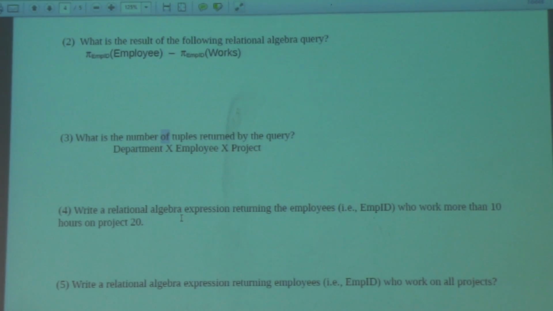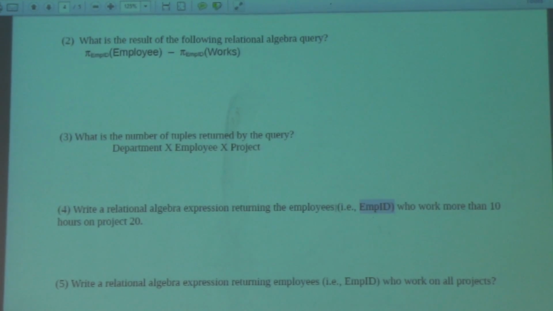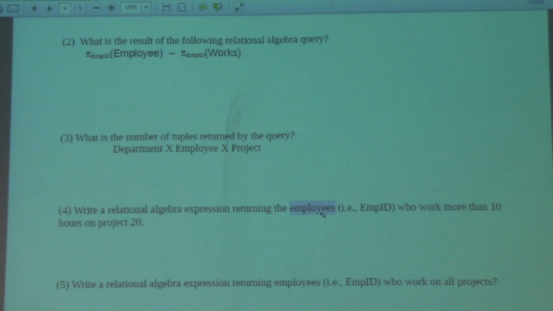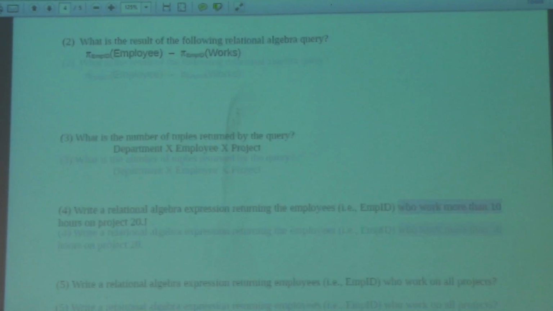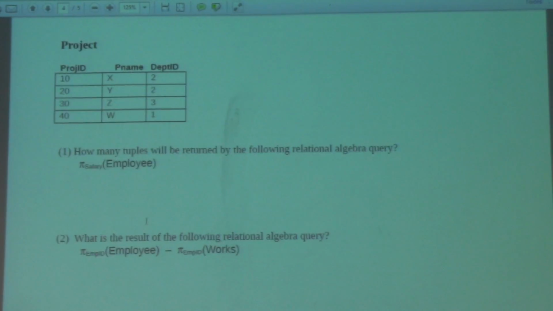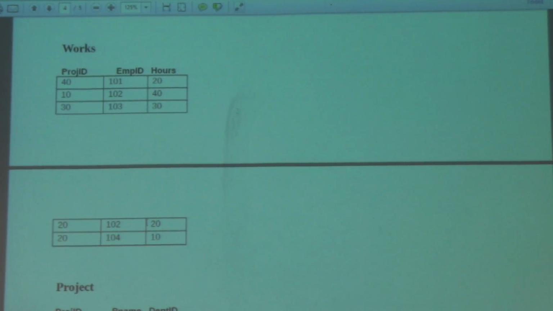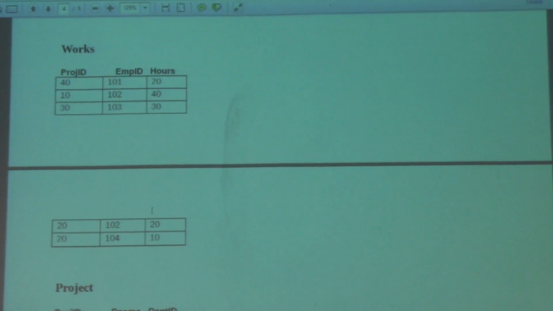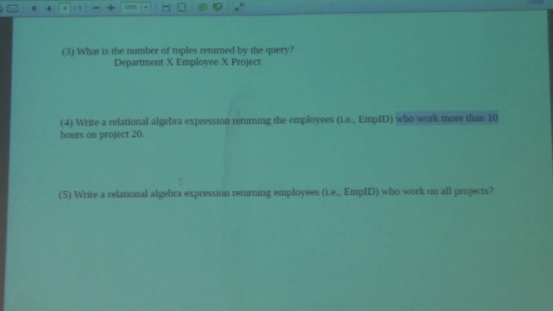So write a relational algebra expression returning the employees who work more than 10 hours on project 20. You have to project just the employees, right? So how is it? Select hours greater than 10, and project ID is equal to 20. Exactly. So that's it, one simple select.